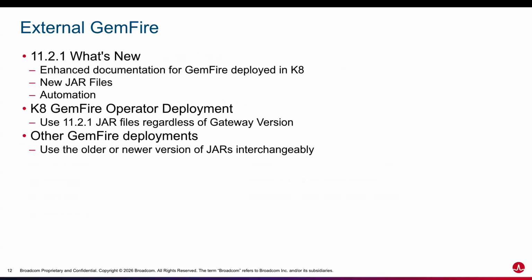The Kubernetes Gemfire operator deployment uses the 11.2.1 jar file regardless of gateway version. So if you're deploying the Gemfire operator, even if you're on 11.1.3, you still need to use the 11.2.1 jar files. But if you're using the on-premise version or anything else, you can use the jar files that match your version. Older jar files and newer jar files can be used interchangeably as long as you're on other Gemfire deployments that are not the Kubernetes operator.